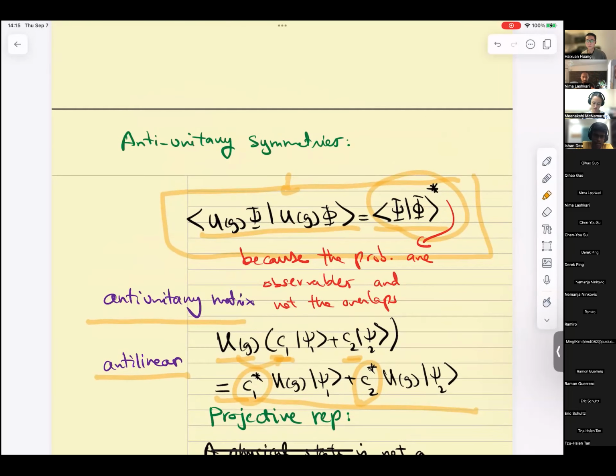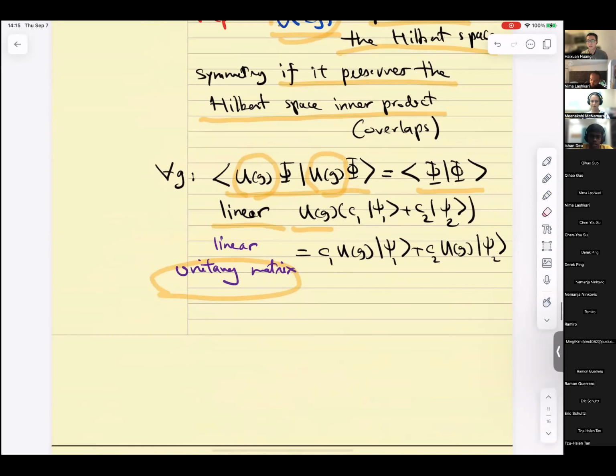Any questions? I'm a bit confused about anti-unitary matrices and the definition. Yes. So the c1 psi1 plus c2 psi2, that's our standard ket vectors, right? Sorry, where are you talking? Here? Yeah, here. c1 psi1 plus c2 psi2. What is standard is the linearity.